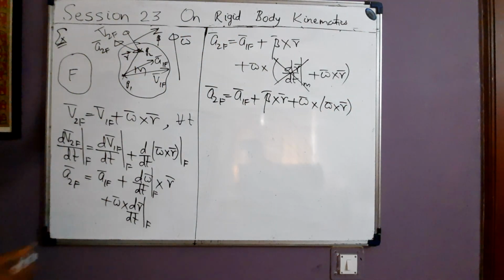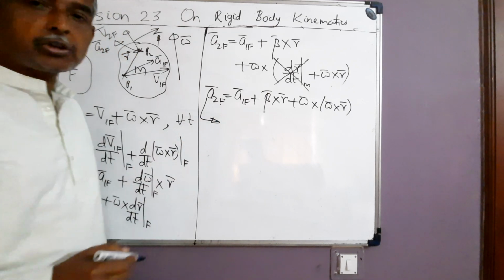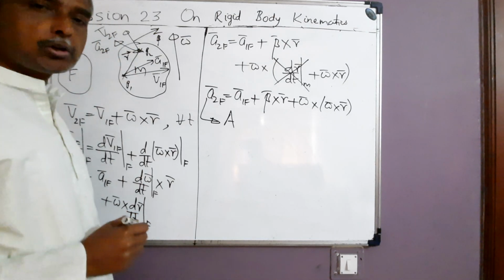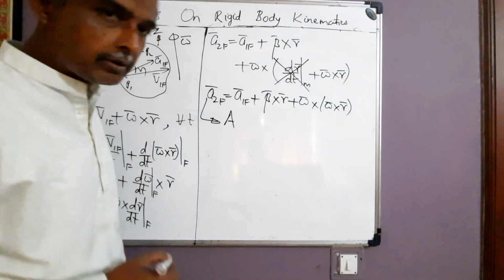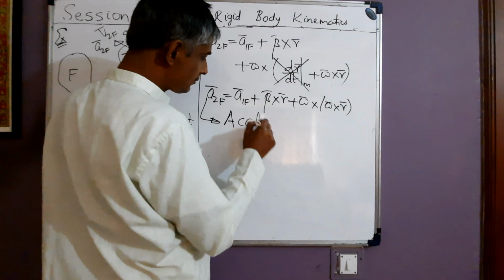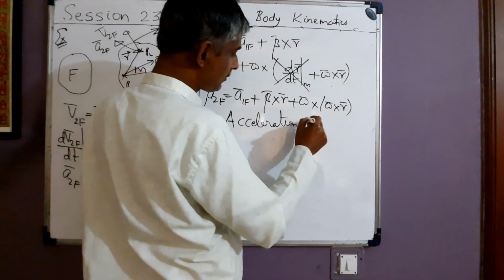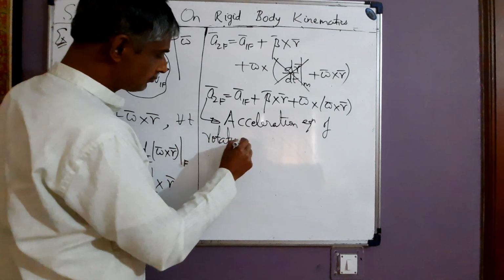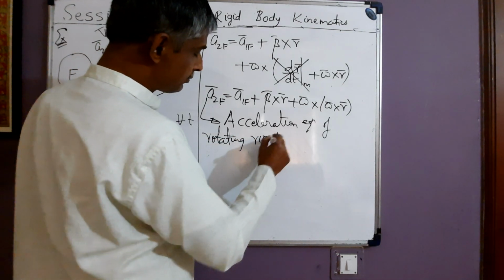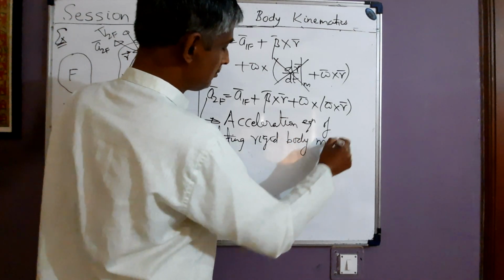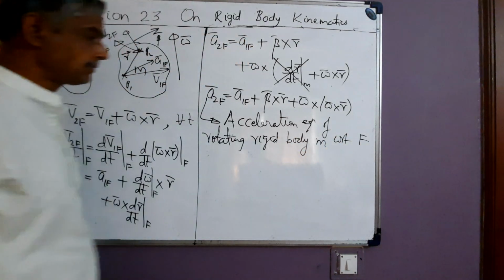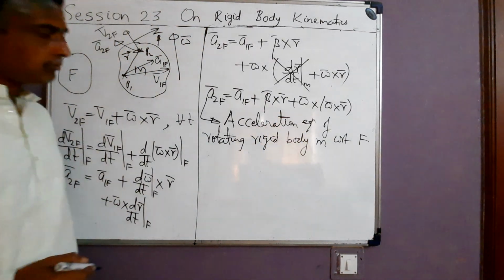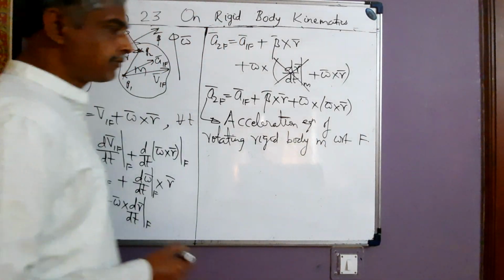Okay, so this is called the acceleration equation for a rotating rigid body m with respect to f. We'll call this equation the acceleration equation of rotating rigid body m with respect to f.